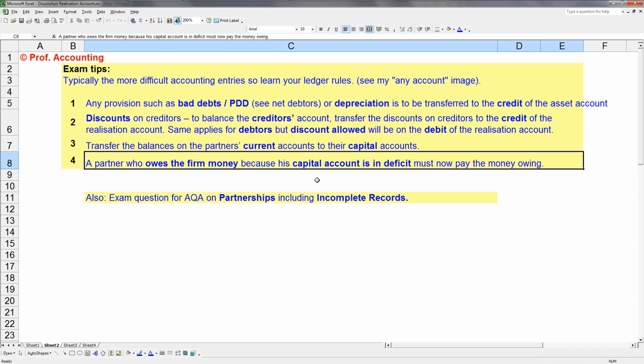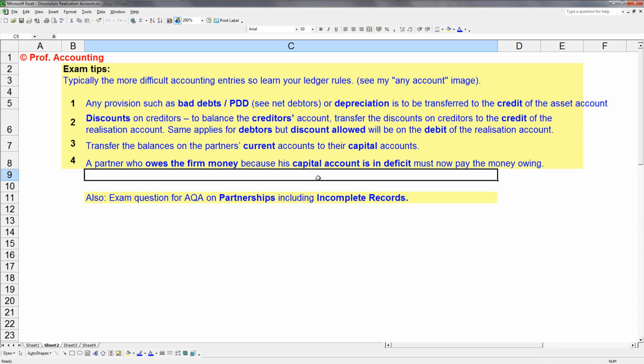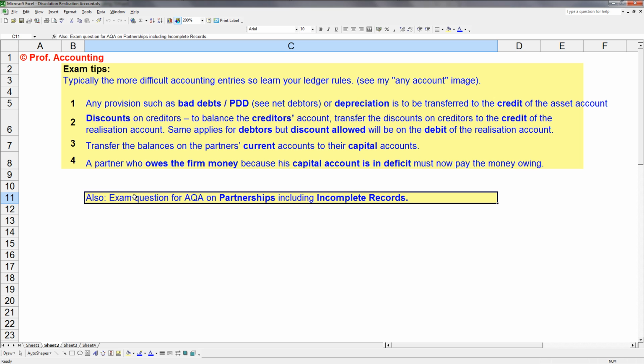As well, lastly, the exam question, AQA. There's a couple of questions I've seen in AQA where they do a partnership question, but incorporate it inside an incomplete records question. It didn't go through partnerships as much as you might think, because it has to test incomplete records as well. So again, just thinking about this in terms of the partnerships.